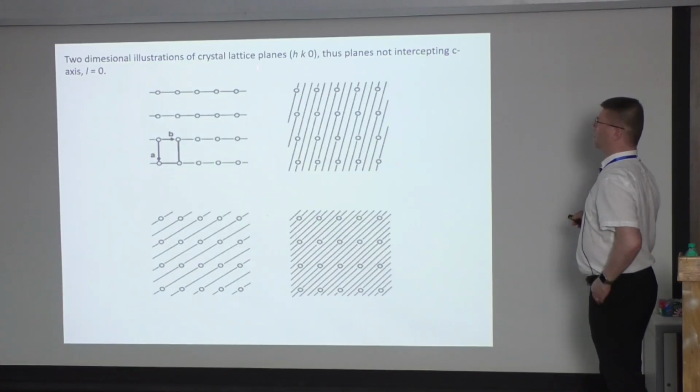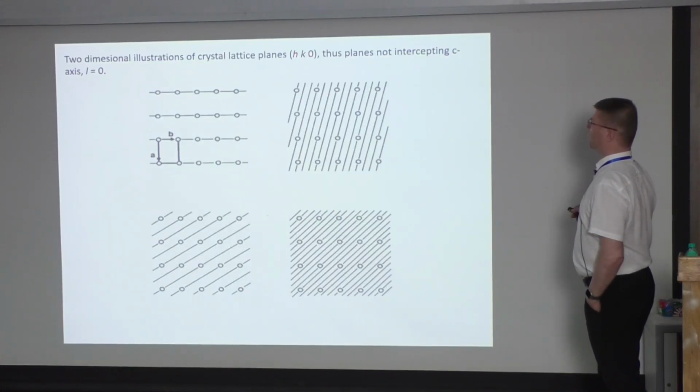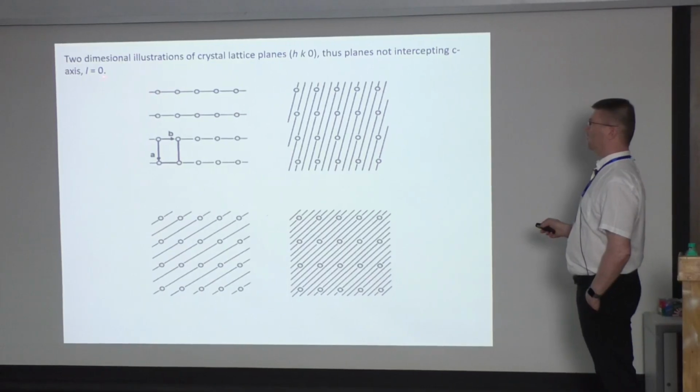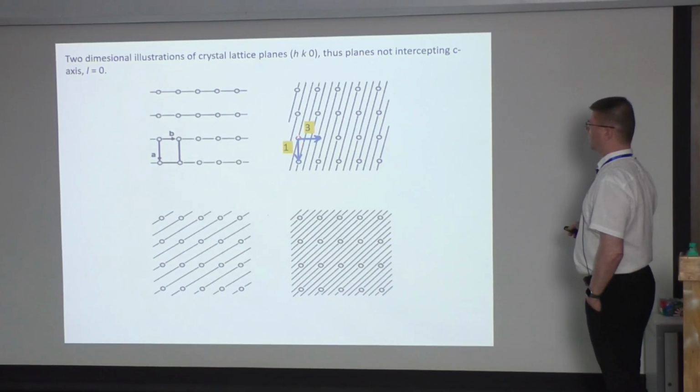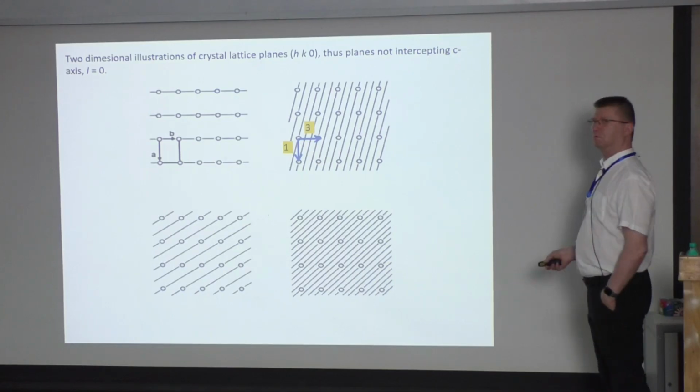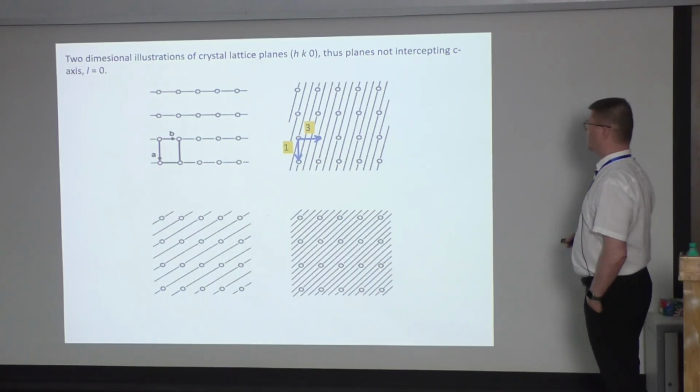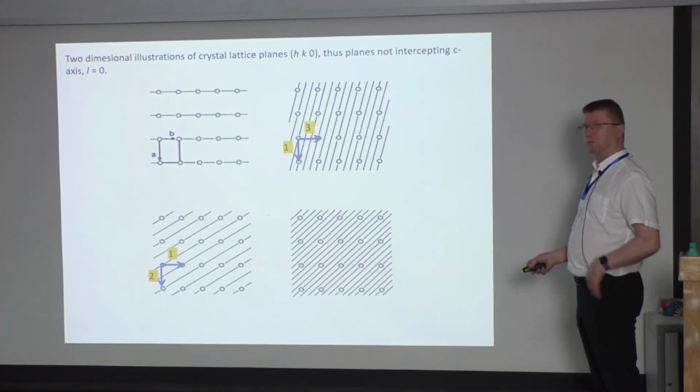Now, two-dimensional illustrations. We will look for the planes where L is 0. We only look at HKL. The plane is not intersecting the C, so L is 0. And then the idea will look, okay, this one here would be 1, 3, that kind of a thing, lattice points. Here it would be 1, 2, 0.